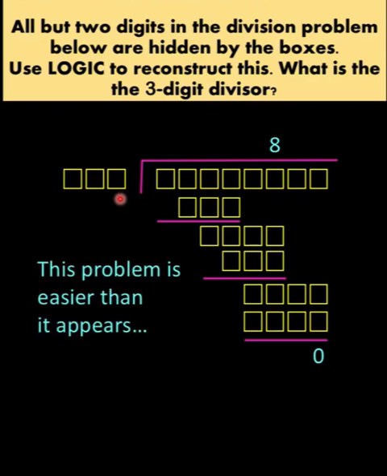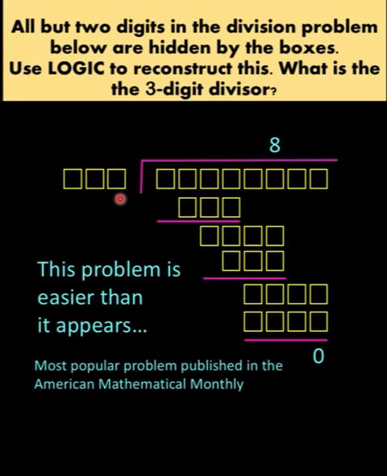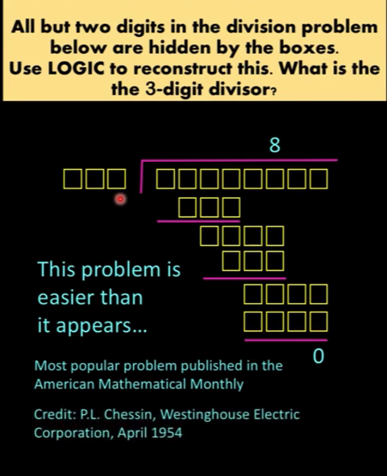This problem is easier than it appears, and this problem is considered the most popular problem published in the American Mathematical Monthly in 1954, and credit to P.L. Chesin from the Westinghouse Electric Corporation. You can pause the video and see if you can solve this math problem. And if you know the answer to this problem, you can write it in our comment section. Now let's solve this problem together.